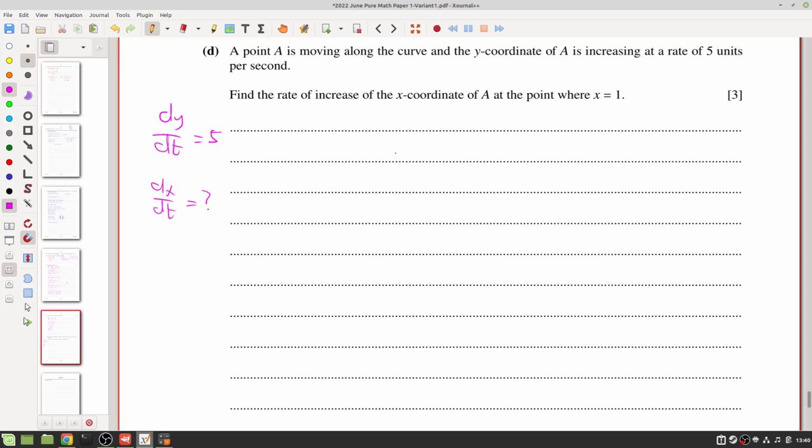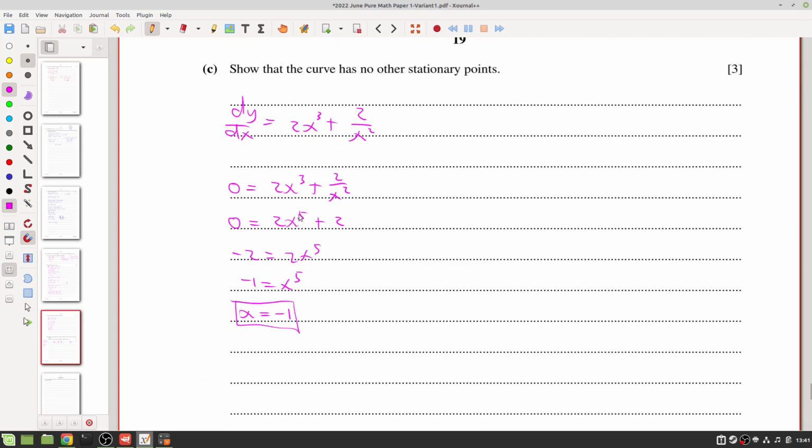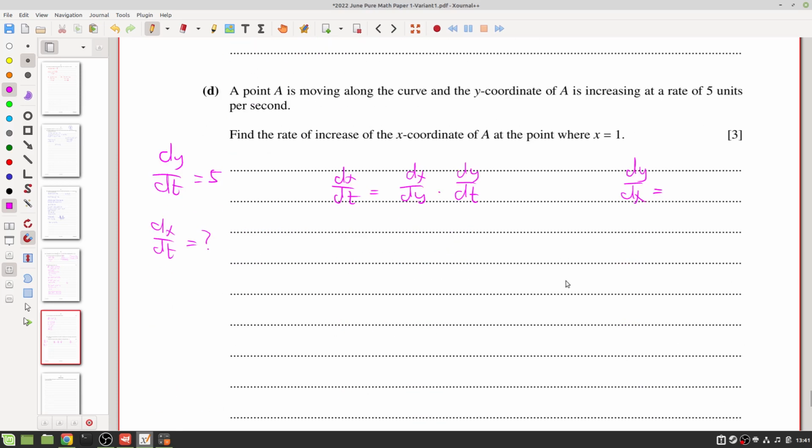So let's see, dx dt is equal to dx dy times dy dt. Okay. So to find dx dy, and we're looking at the point where x equals 1, let's first find dy dx, which is 2x cubed plus 2 over x squared. But now at the point where x equals 1, we'll have 2 times 1 cubed plus 2 over 1 squared. So that gives us 2 plus 2, which equals 4.